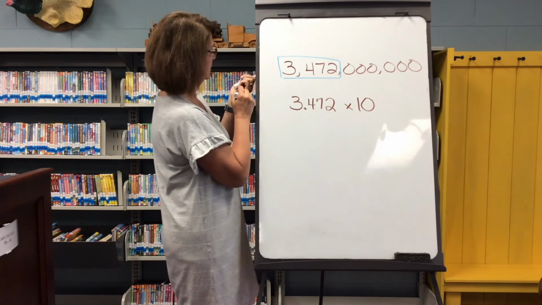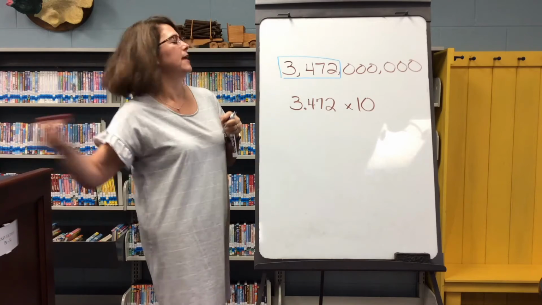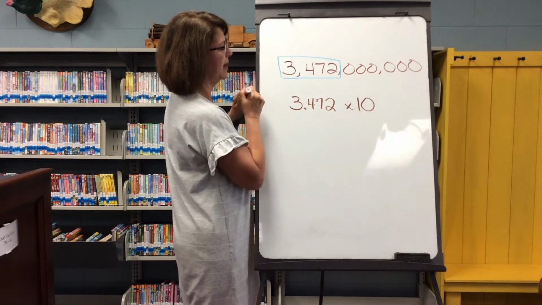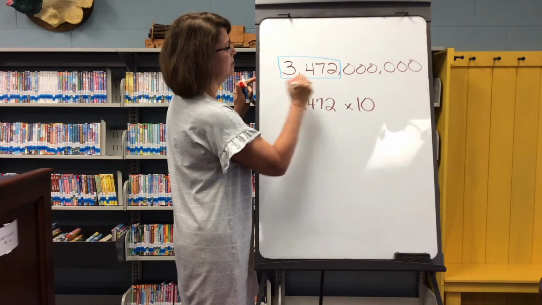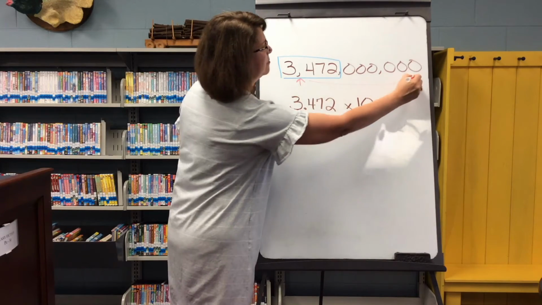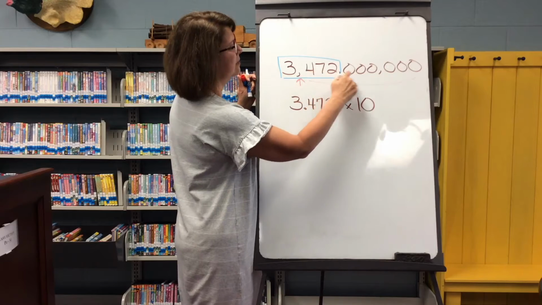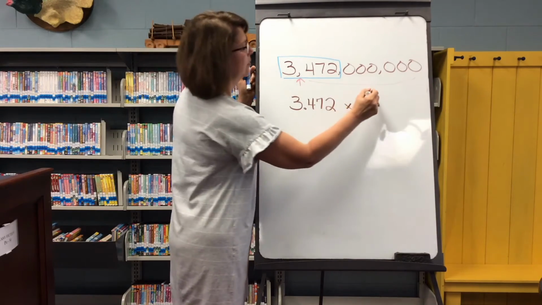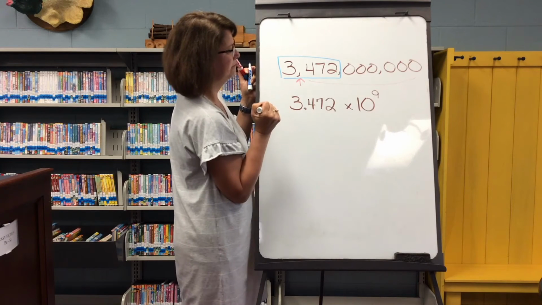To figure out our exponent, we look to see how many numbers would be behind the decimal in this original number. So we put the decimal right here, and we count to see how many numbers are back here: 1, 2, 3, 4, 5, 6, 7, 8, 9. And so your exponent would be a 9.